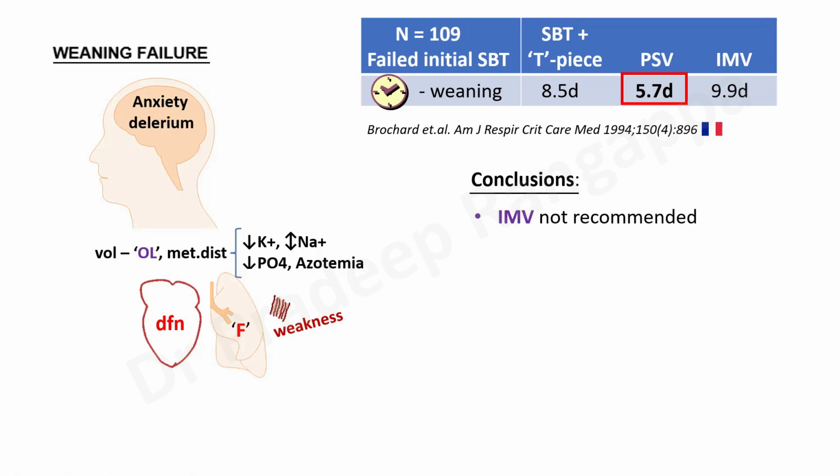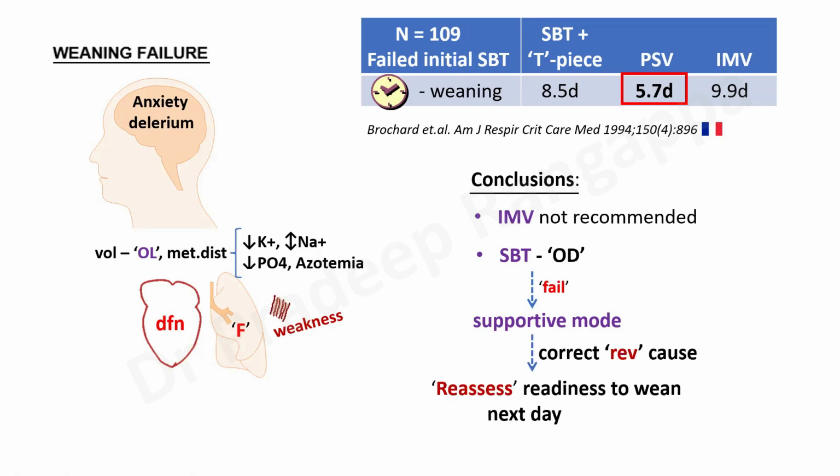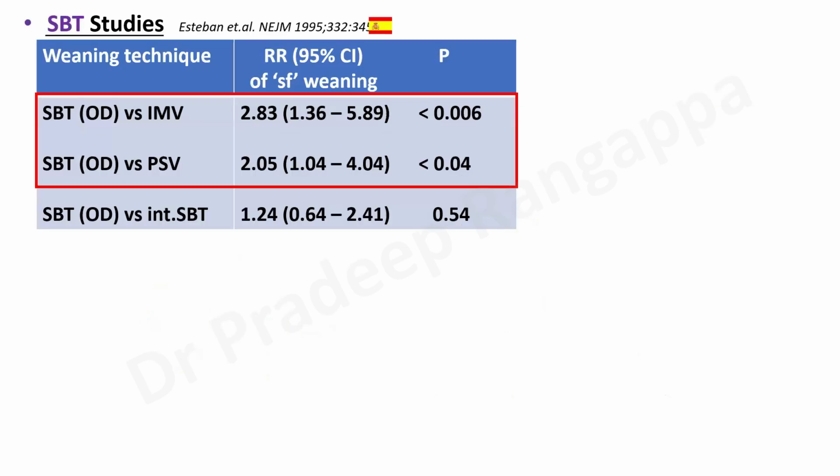So based on the studies, the conclusions were intermittent mandatory ventilation is not recommended as a tool for weaning, and a spontaneous breathing trial once a day could be tried as a separation attempt. If they succeed, nothing like it, that's the best. If they fail the spontaneous breathing trial, then the recommendation is to go on the supportive mode and slowly reduce the pressure support, correct the reversible cause, and reassess readiness to wean the next day. So this is a sort of algorithm that is suggested.